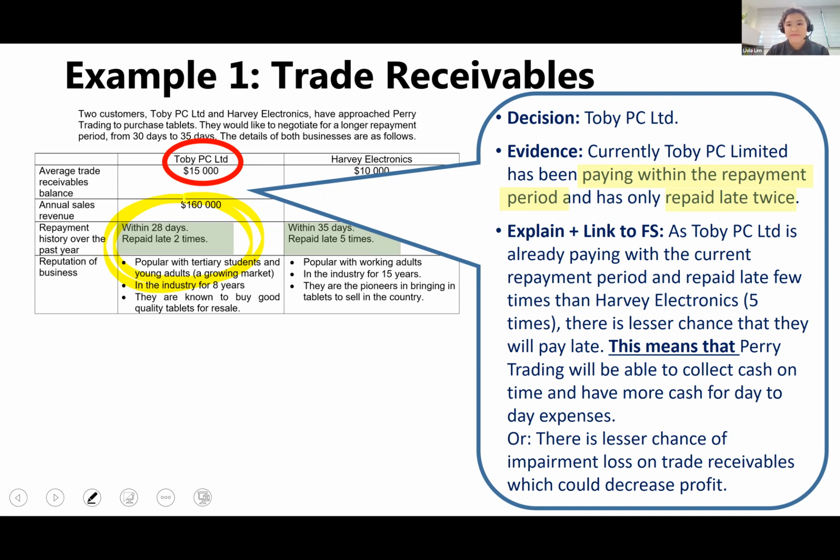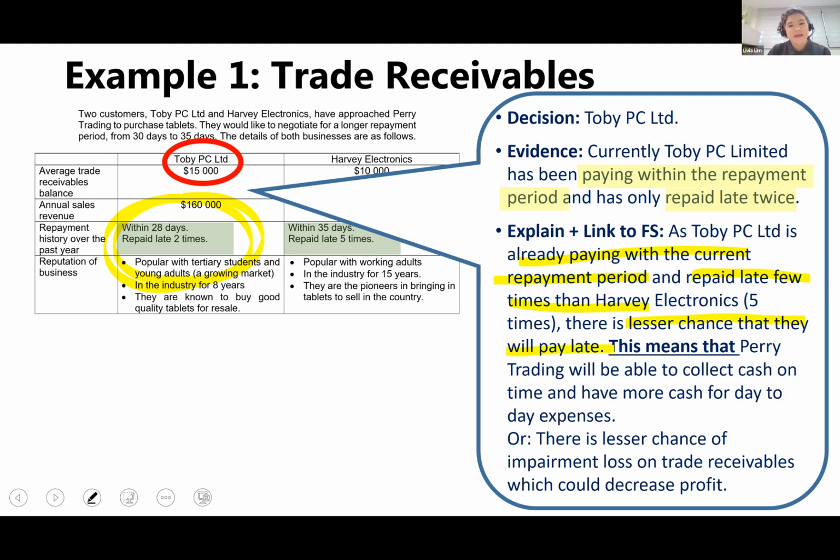So this is the evidence, but it's accounting paper, right? How does it link to your financial statements? So Tony PC Limited is already paying within the current repayment period, and he repaid late fewer times compared to Harvey Electronics. So it actually means that there's a lesser chance that they will pay late in future.